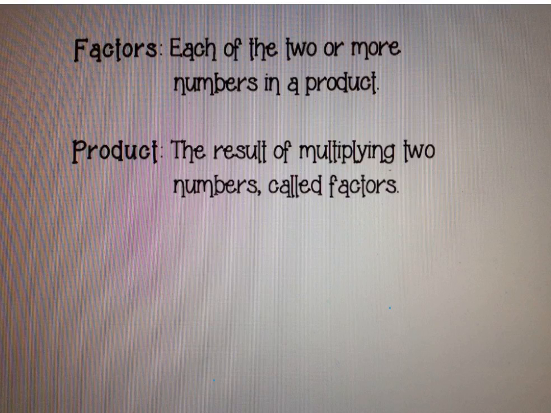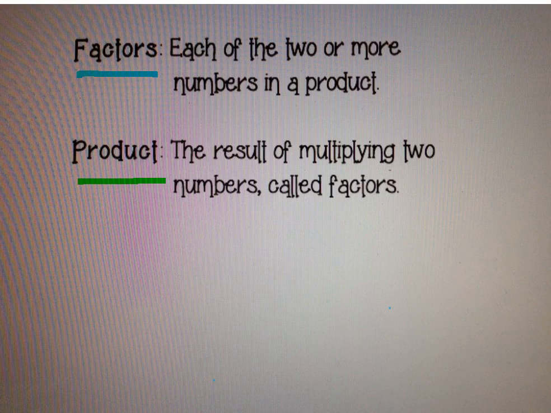So before we dive into doing multiplication and division, there's quite a few terms we need to understand so we can be successful when completing these problems. So the first two terms we're going to be working with are factors and product. Factors are each of the two or more numbers in a product, and product is the result of multiplying two numbers together, which are called factors.